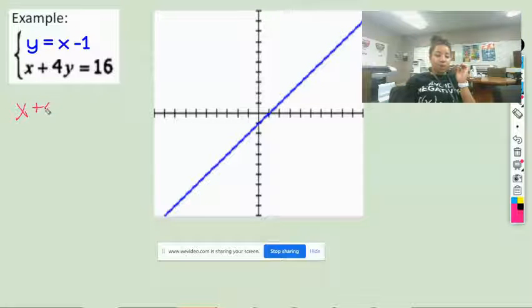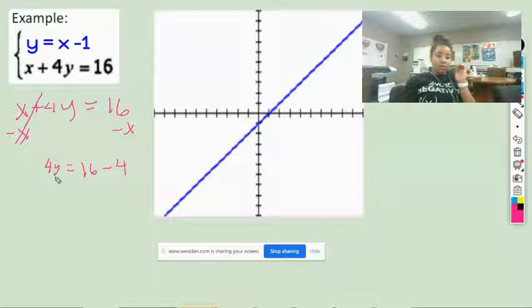So it's going to be x plus 4y equals 16. We're going to subtract x from both sides. And this is going to be 4y equals 16 minus x. Minus x, Miss Whiting. Then we divide 4 from each term. So this would be y equals 4 minus 1/4 x.